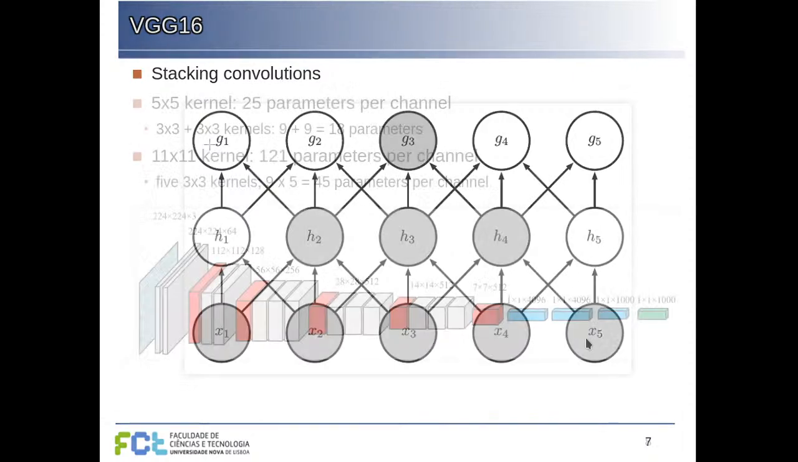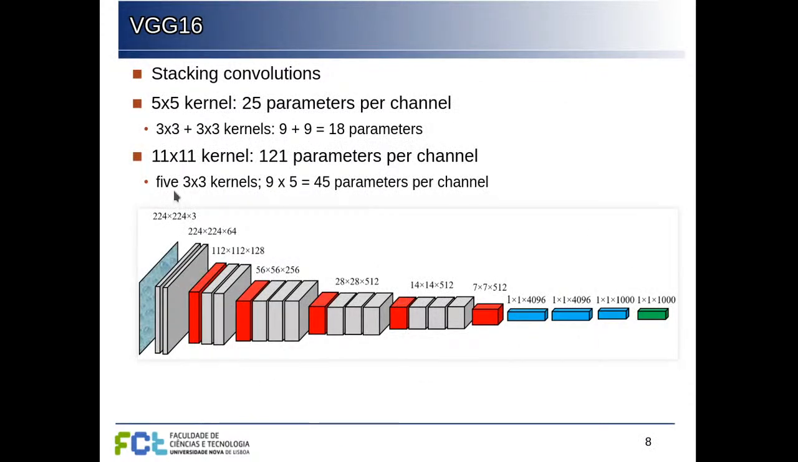And the reason why this is an advantage is that if you have, for example, a 5x5 kernel, you need 25 parameters per channel, because this is the size of the matrix of the weights for each input channel. Remember that this is for each input channel. So if we have here 64 channels, so we have 64 feature maps on this block.